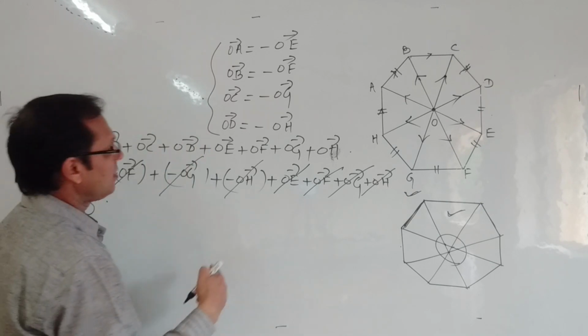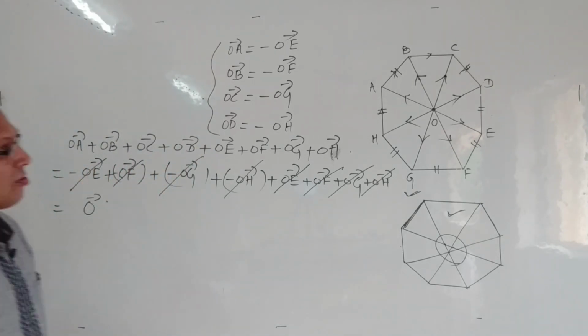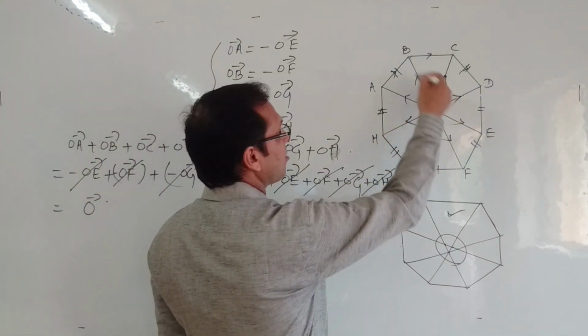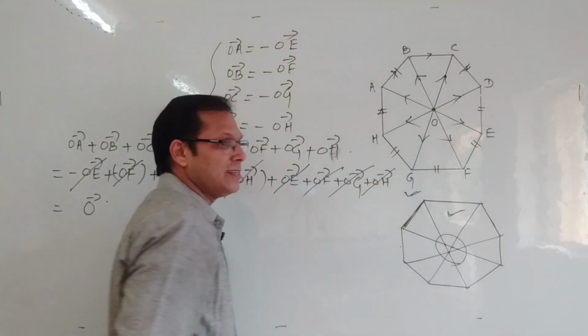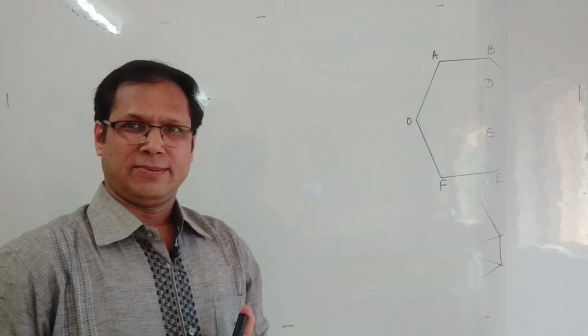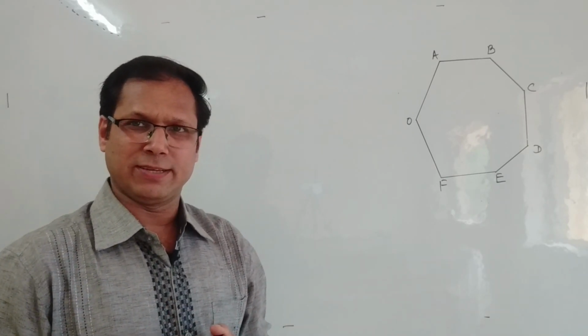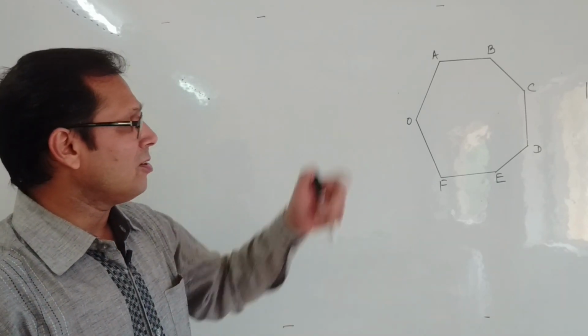So in this way you can prove that the sum of the vectors drawn from the center of a regular octagon to its vertices is equal to a null vector. Now we'll go to the next problem. For the fair notes of all these problems, you can go through the description box. Okay. Now we'll do the next problem.